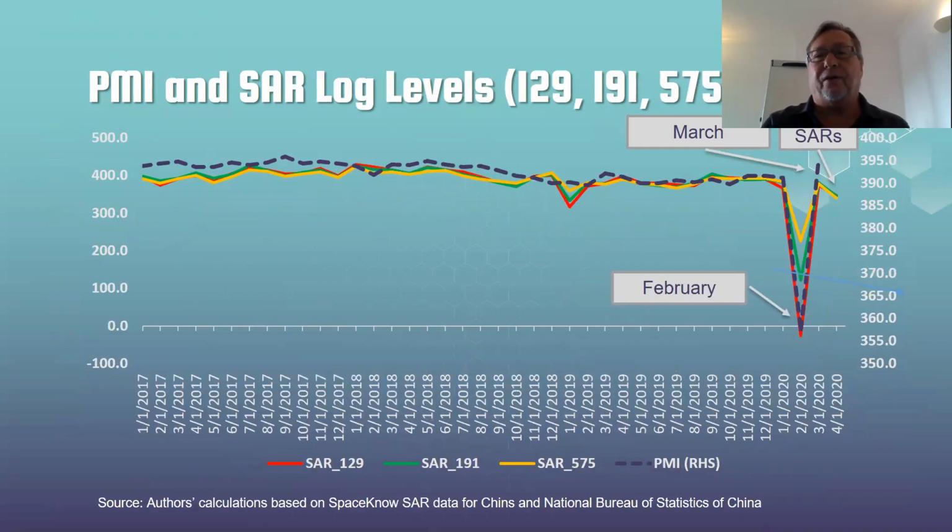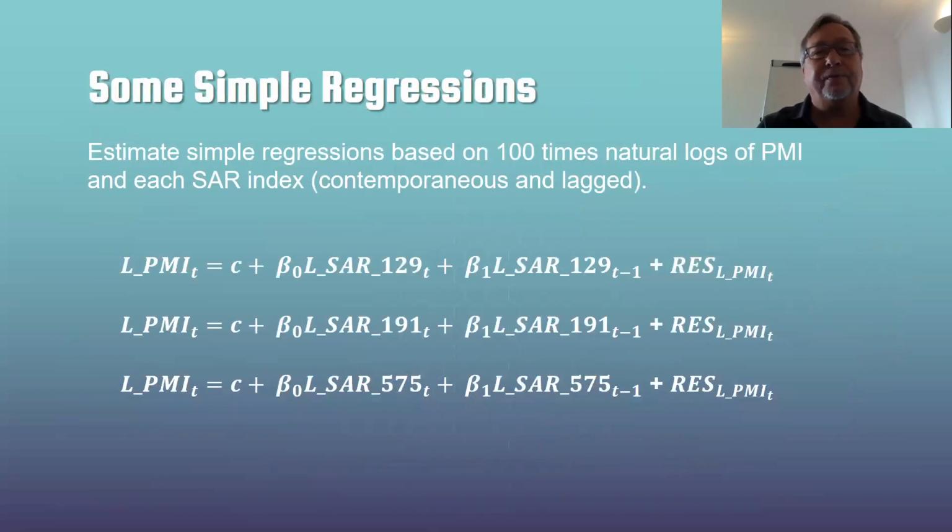This is looking at the data in logs. Okay, so the correlation looks much stronger when you graph it in logs. And so, not surprisingly, we're going to be using log specifications when we estimate our regressions. The regressions that we're going to use are, first, to transform the data, both the PMI and the SAR values, by multiplying 100 times the natural logarithm of the series. And that's going to give us these variables called LPMI and LSAR.